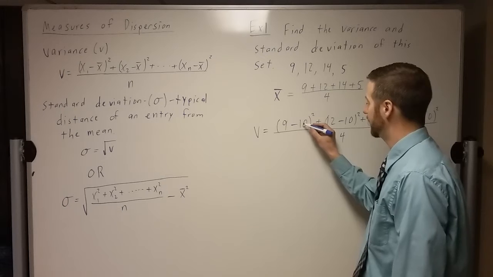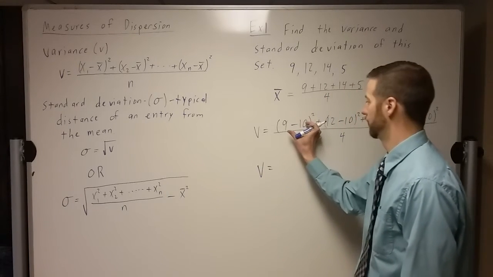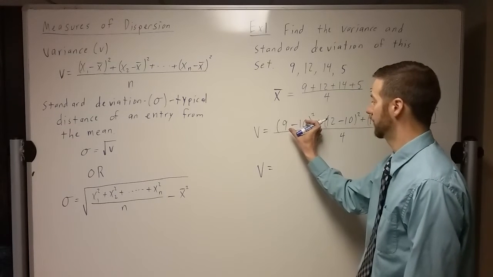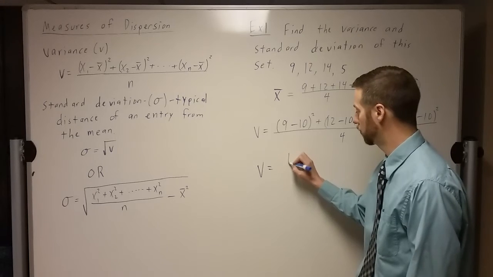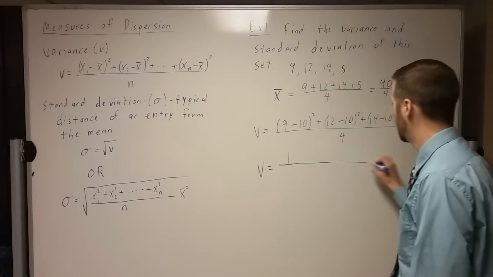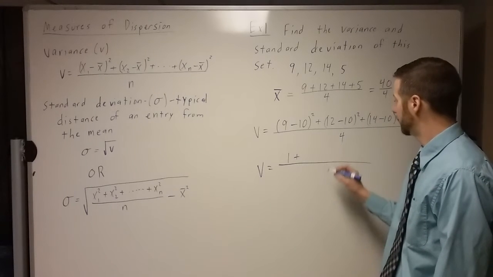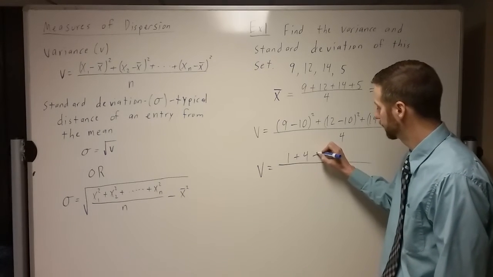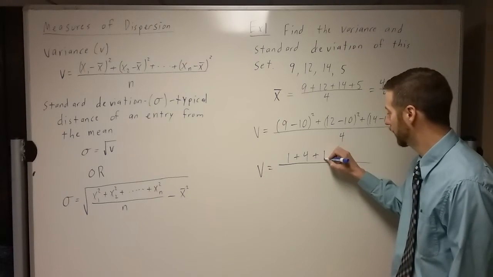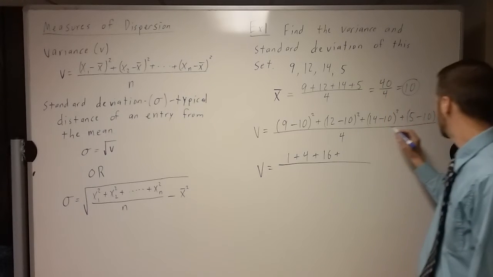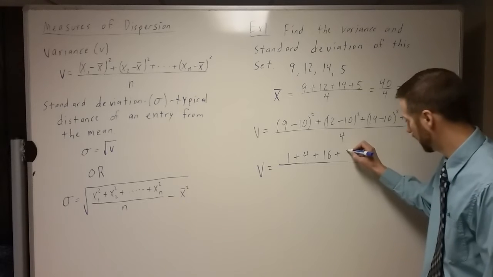And so 9 minus 10 gives us negative 1. But when we square that, I'm going to go ahead and do the subtraction and then the quantity and square it here. And so 9 minus 10 is negative 1, squared is 1. And then 12 minus 10, we get 2, and 2 squared is 4. And then 14 minus 10, we get 4, and 4 squared is 16. And then 5 minus 10 is negative 5, and negative 5, when we square it, we get positive 25.